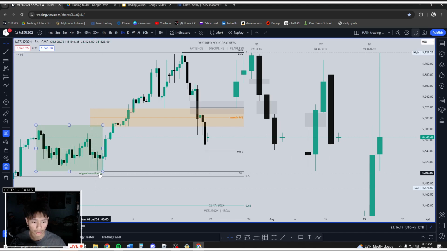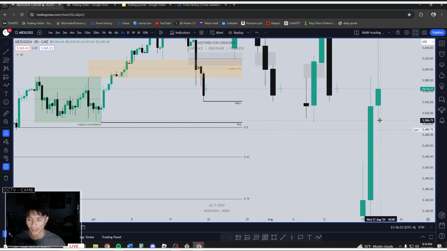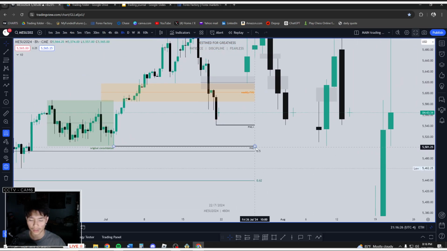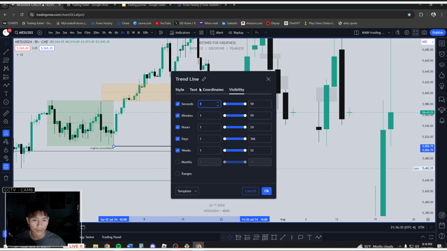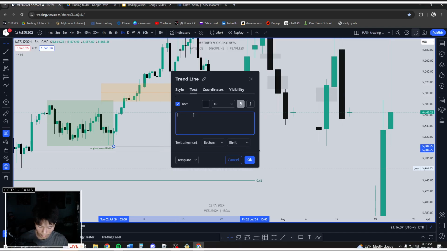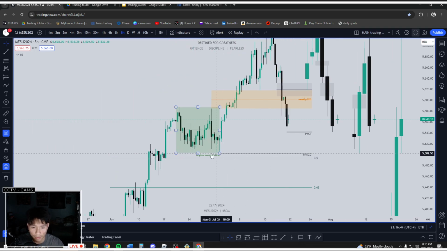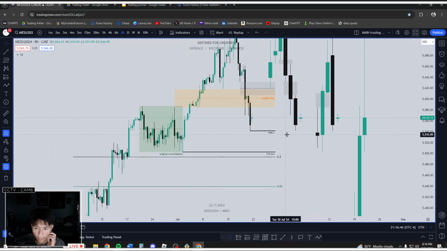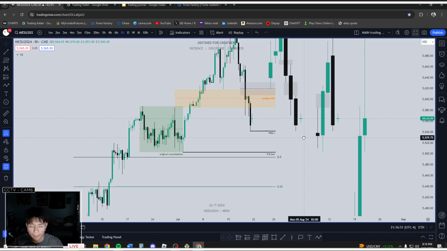And I want to see us take out the original consolidation low. I say previous month's low, but it's actually this current monthly low, so let me change that to July 2nd's low. So I do want to see us take out that original consolidation low and take out previous week's low as well.